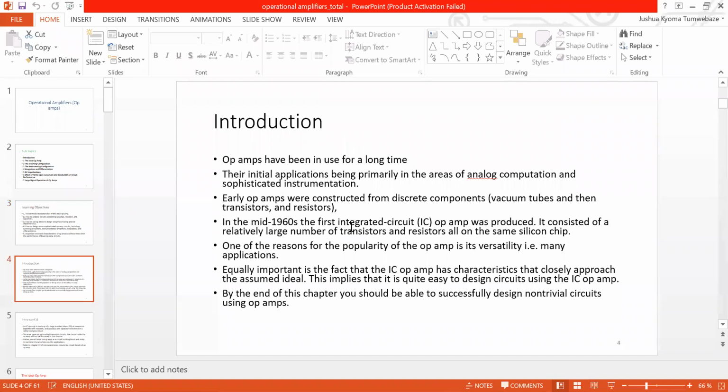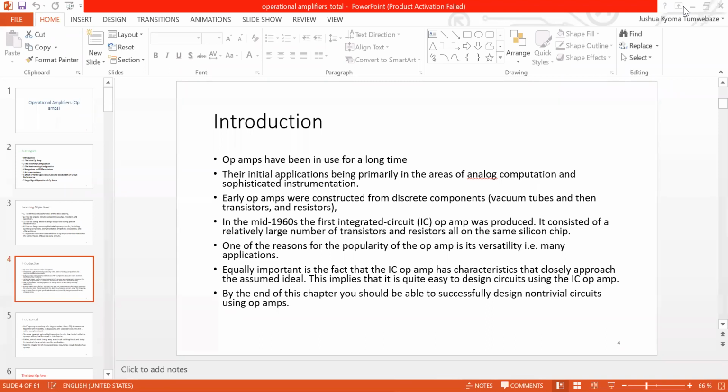Introduction. Operational amplifiers have been in use for a long time. Initially, they were only used for analog computations. By analog computations, we mean addition, subtraction, those kinds of operations. Initially, they were constructed from discrete components, but now the trend is towards using ICs. So you're more likely to find an op amp in the form of an IC rather than one from discrete components. So for this course, we'll be focusing on the IC op amps.